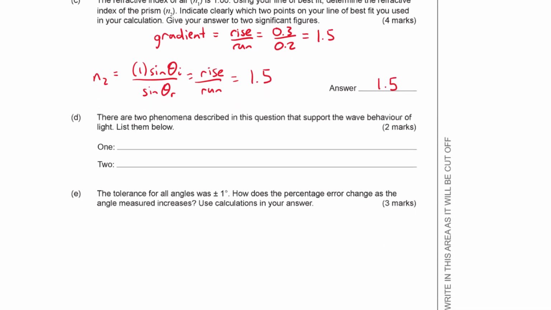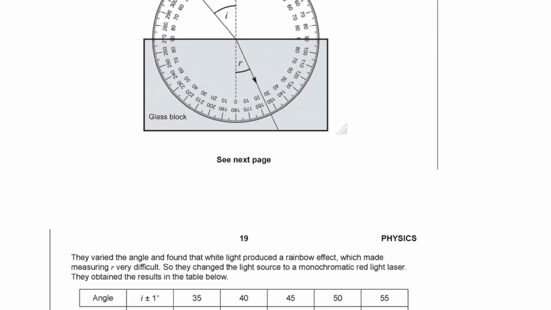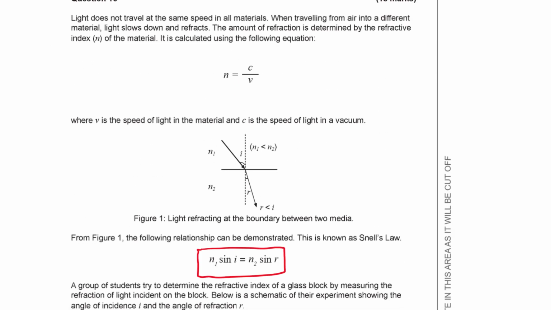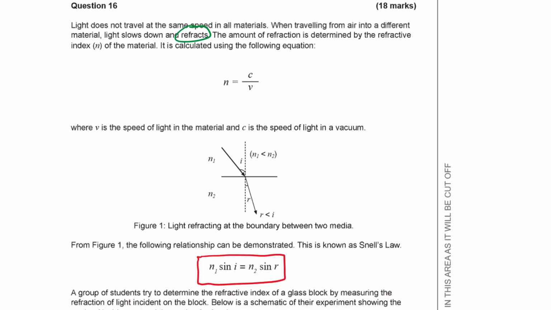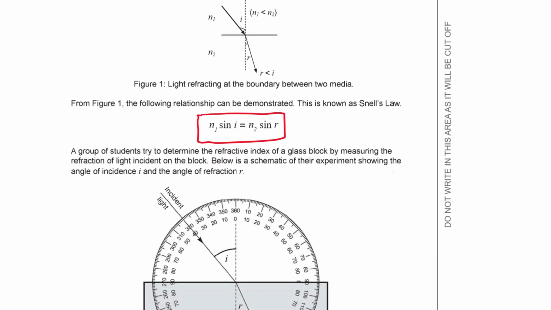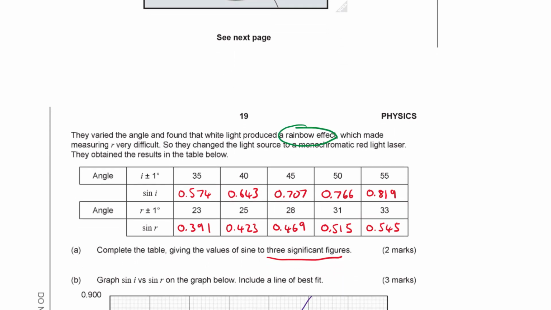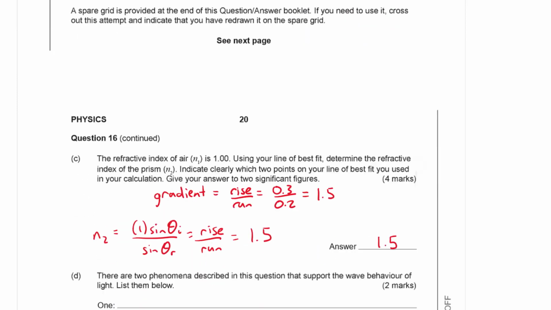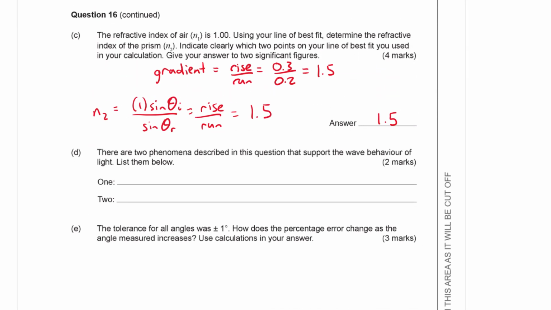Okay, so it's asking about two phenomena listed in the question. Looking up, the first one would obviously be the refraction. There it is. And then here it says they found this rainbow effect. That rainbow effect is known as dispersion, which is also in the syllabus. There is no diffraction or anything here. The only ones listed were refraction and dispersion.